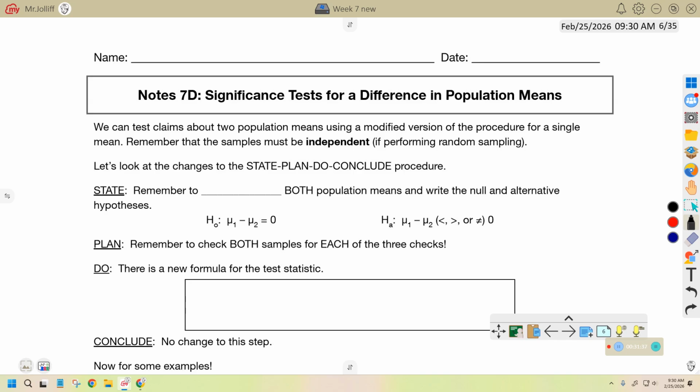Otherwise, it's a mean difference and not a difference in means. State, plan, do, conclude looks pretty much the same as any other significance test, except that we're doing double all of the checks. I am defining both population means in words, because we are adults. We use our words.